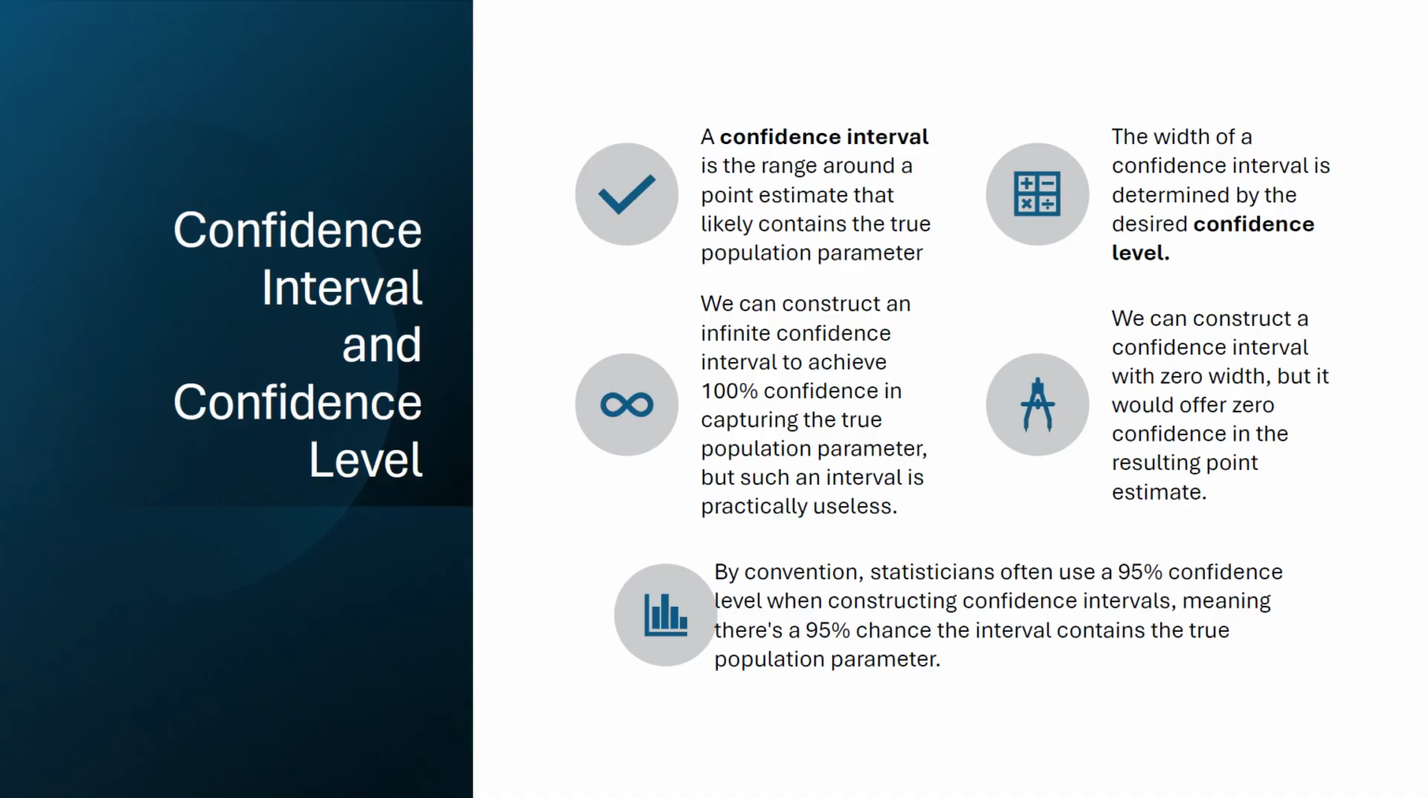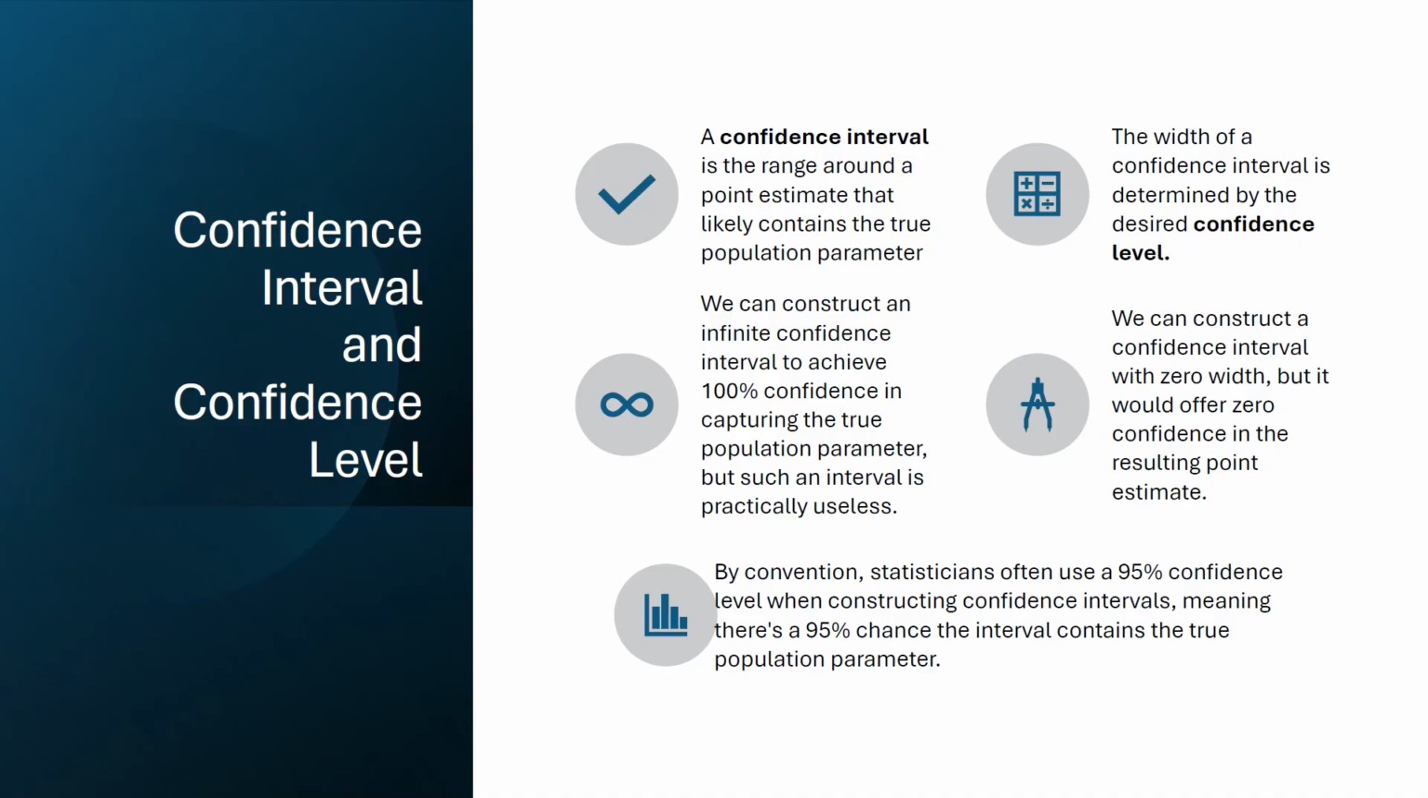So how do we build it? Let us construct an infinite confidence interval. When you say that a particular population parameter is between minus infinity and plus infinity, that's an infinite confidence interval. You will have 100% confidence that you have captured the true population parameter. But such an interval is practically useless. We need to have something which is workable, an interval that is useful and meaningful.